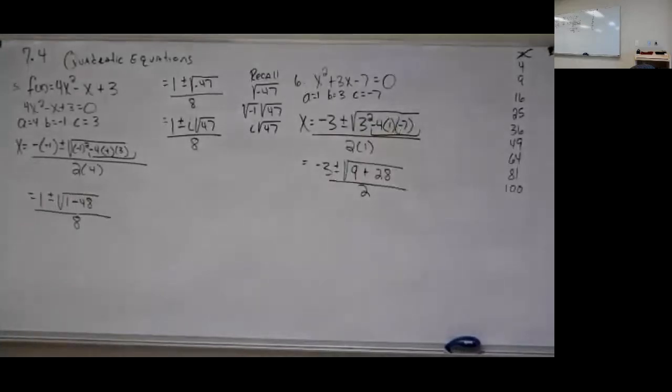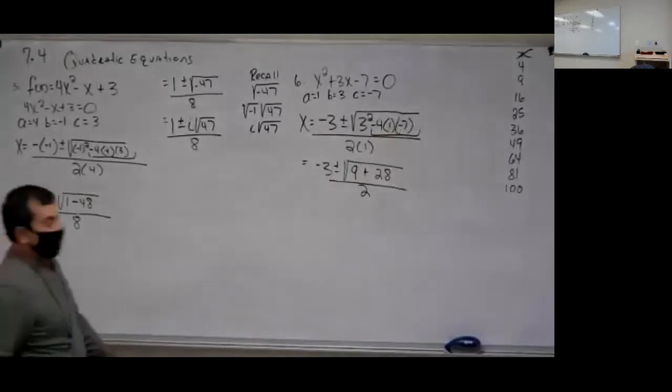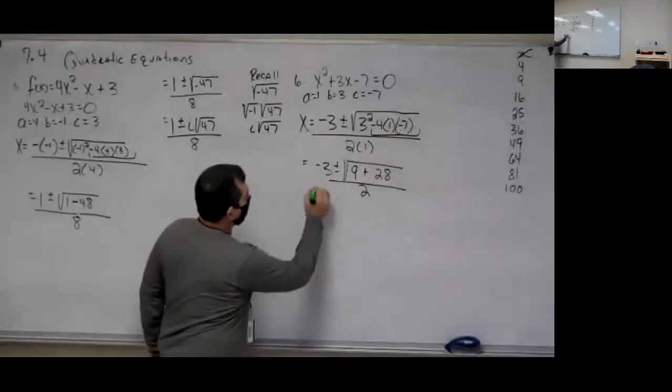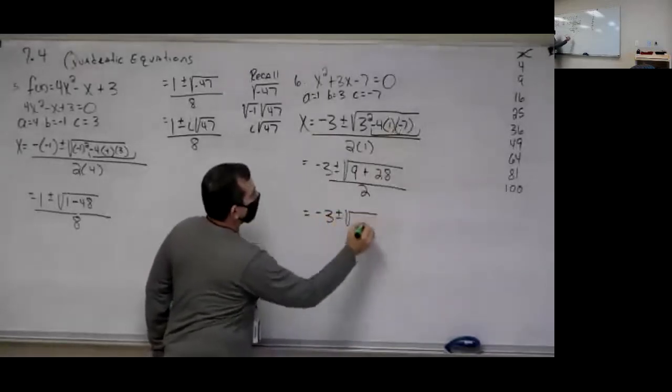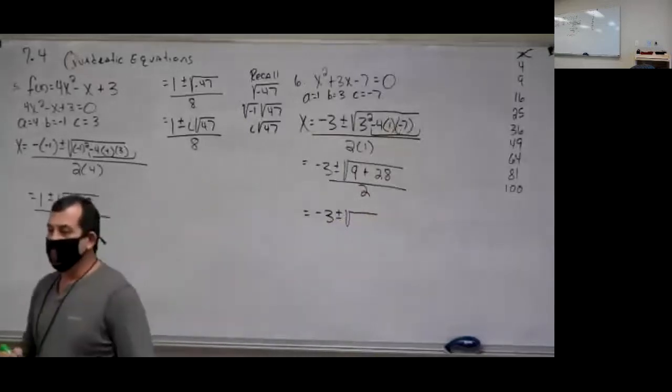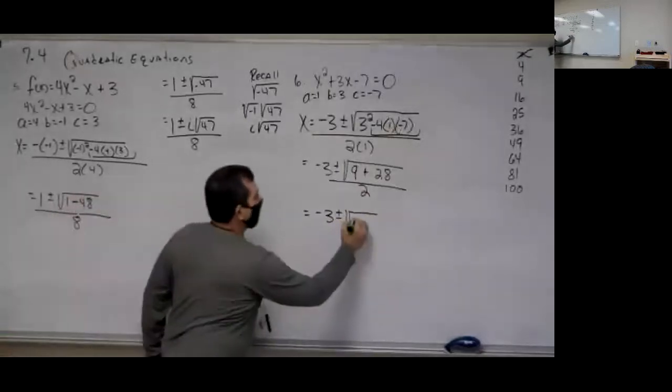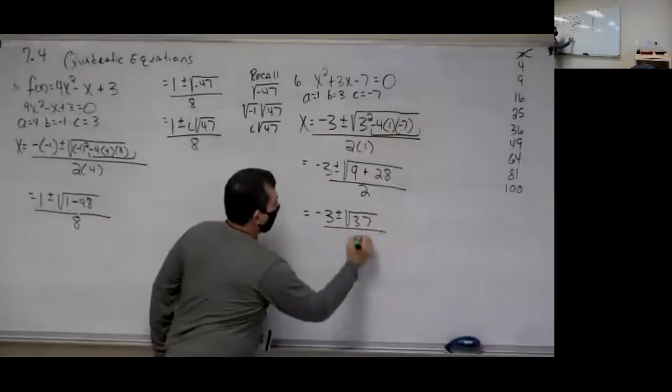All right, so I can go further still. I got some adding I can do under the radical. So I got my negative 3 plus or minus, let's see, 9 plus 28 is 37, and then all that's over 2.